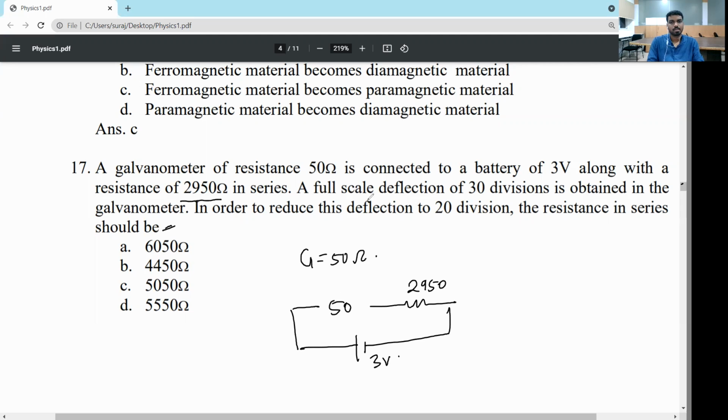3 volts. Full scale deflection of 30 divisions is obtained in the galvanometer. So full scale deflection is given 30. So what is the net resistance? 2950 plus 50. Okay. So current will be how much?